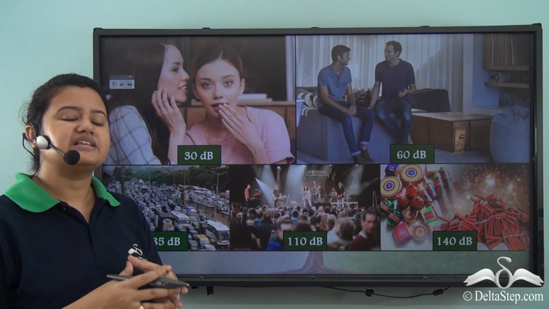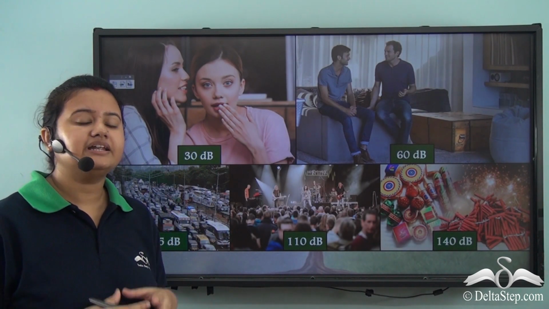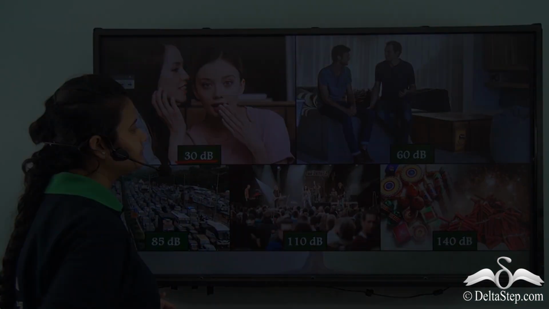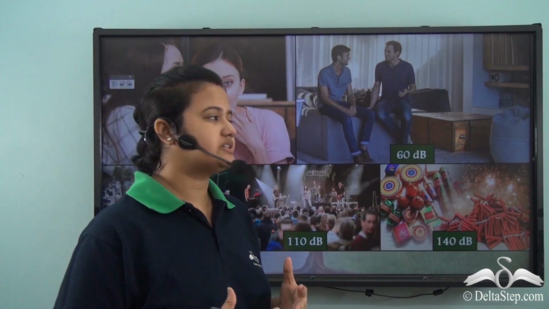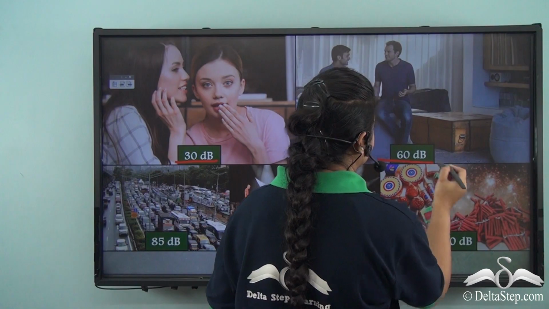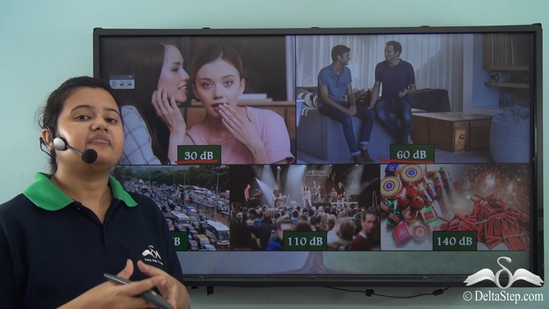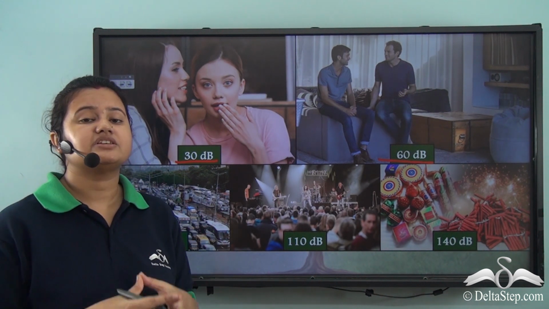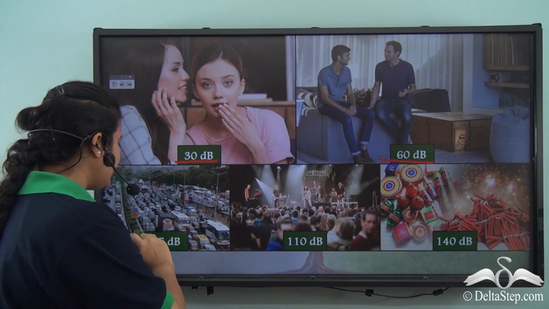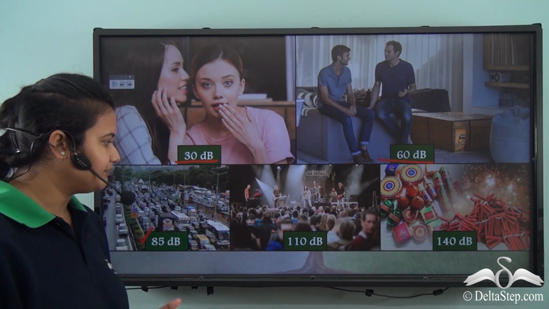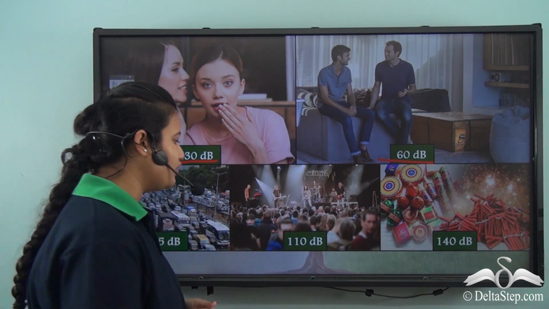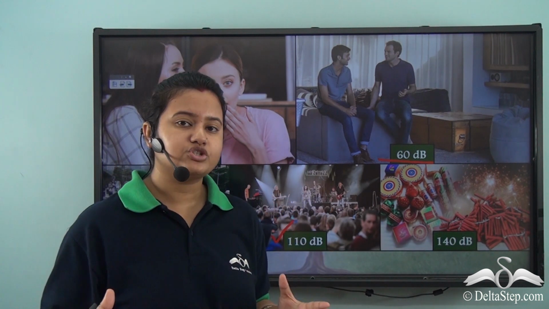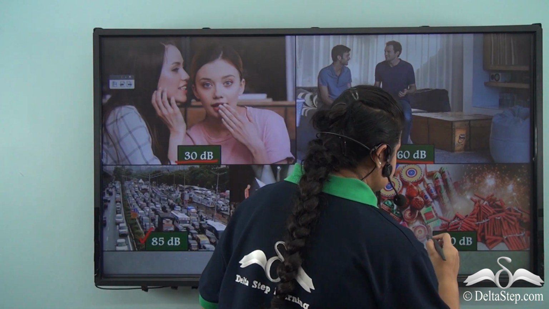Now a soft whisper, as we know, is quite low and it is hardly heard. A soft whisper is usually 30 decibel. The normal conversation between two persons is 60 decibel. While there are other sounds that are quite loud. For instance, we know the traffic noise is quite loud and it is usually 85 decibel and above. Rock concerts are usually 110 decibel, while the bursting of firecrackers is even louder at 140 decibel.